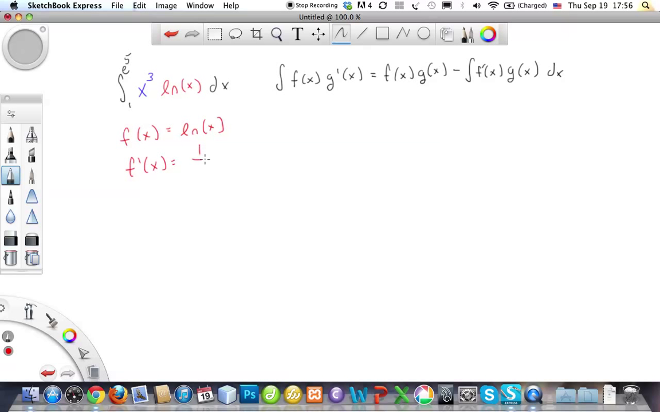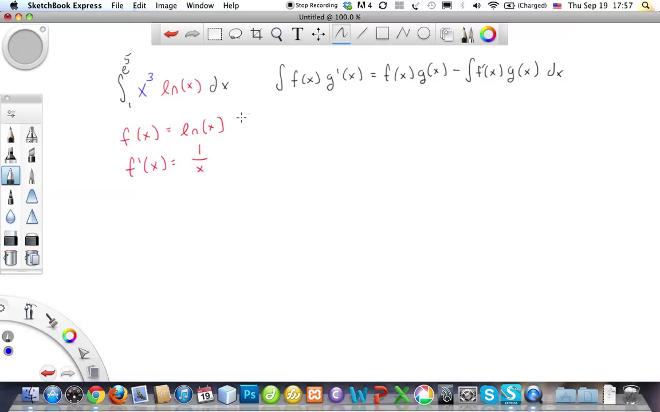equals 1 over x. The reason why I chose the natural log of x instead of x cubed is because this function will get much easier to integrate at the end. So at the end we're going to have 1 over x times our original x cubed right here, the integral of x cubed, which will cut out an x. If we did it the other way, it would get a little bit more complicated.